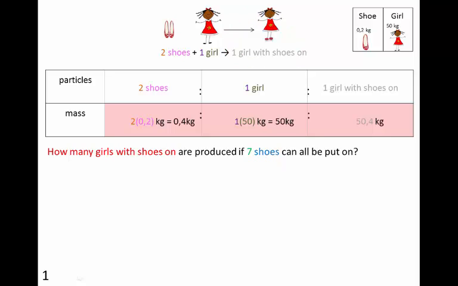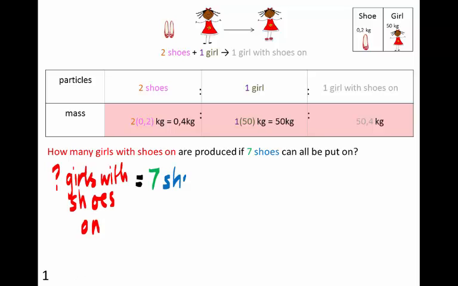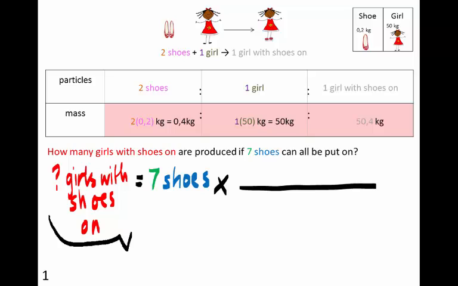So let's answer this. Obviously, there's an easier way to get to the answer of the limiting reagent. We've done that already, but we're doing this so that we can see the method and then be able to apply that to more difficult chemistry problems. So how many girls with shoes are produced if 7 shoes are all put on? So we need a reaction ratio, which acts as our conversion factor. This is the question, and here we have our conversion factor.